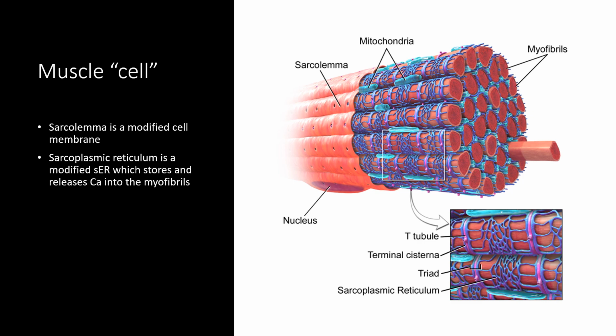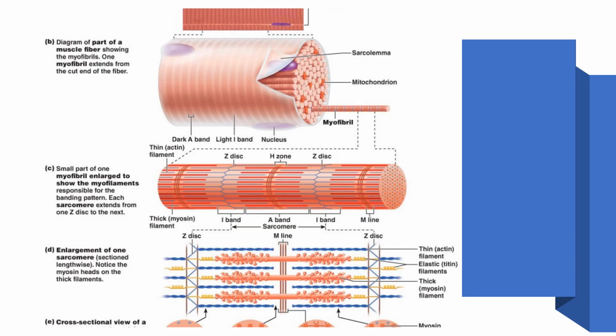So the muscle cell is really not a cell, it's a fusion of a bunch of cells. And if you look at this cell, you can see the myofibrils, and wrapped around them you have something called the sarcoplasmic reticulum. The sarcoplasmic reticulum is a modified endoplasmic reticulum. And around that, you do have the sarcolemma, which is a modified cell membrane.